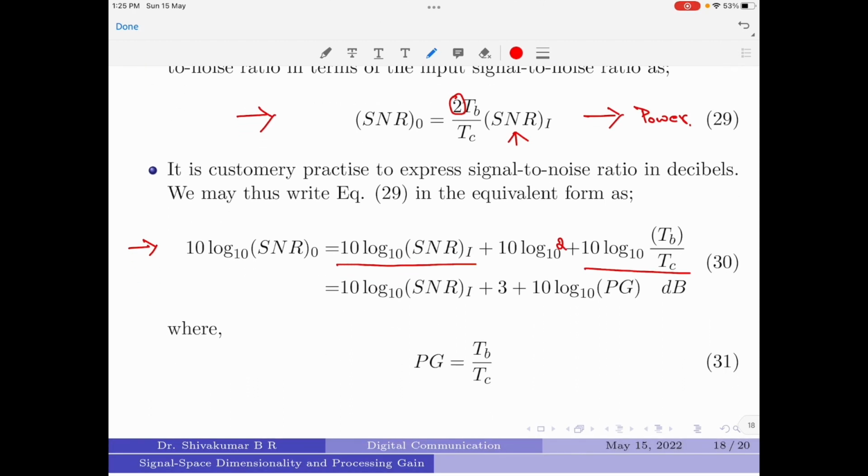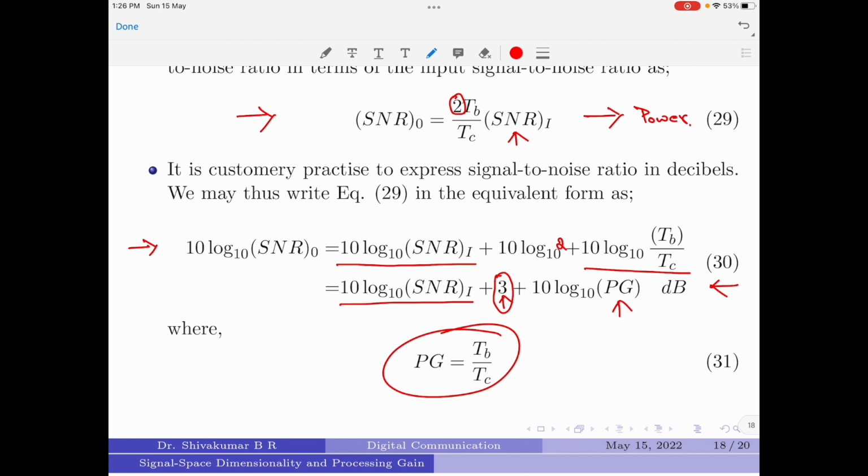Let me simplify this. The first term is retained as it is, no change. 10 log 10 of 2 is equal to 3. And in the last term, I am going to write TB by TC as PG, where PG represents the processing gain. Please note the equation for PG is given here. It should be noted the 3 dB term in the RHS of equation 30 accounts for the gain in the signal to noise ratio obtained because of the use of the coherent detection. Please remember, we have used coherent detection for performing BPSK demodulation.